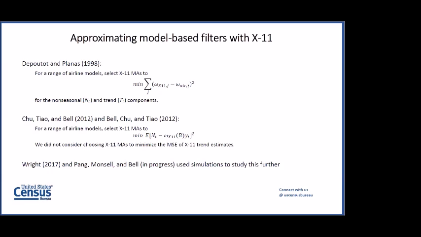And then in '98, Depoutot and Planas had a paper where they turned the question around. They looked at choosing X-11 filters to approximate model-based signal extraction filters. So again, they focused on the airline model and canonical decomposition. And for specific airline model parameters, they looked at what X-11 filter options, the moving averages, would minimize the sum of squared differences of the filter weights from the two. And they did it for both the seasonal adjustment, the non-seasonal, and the trend components.